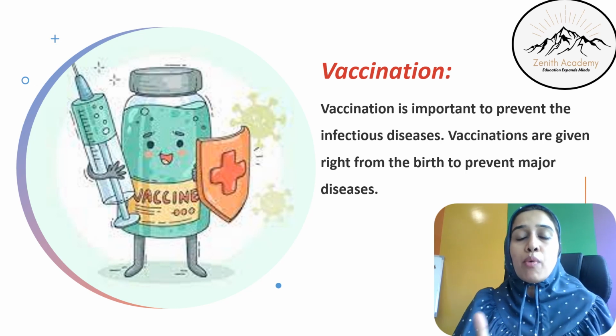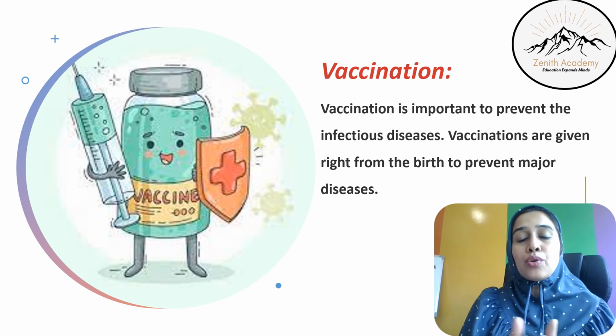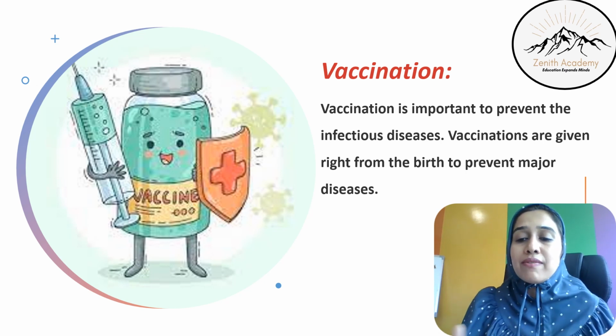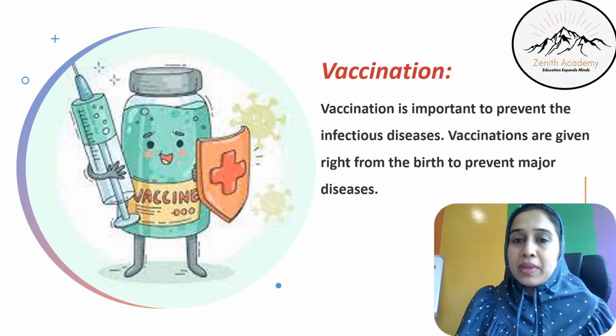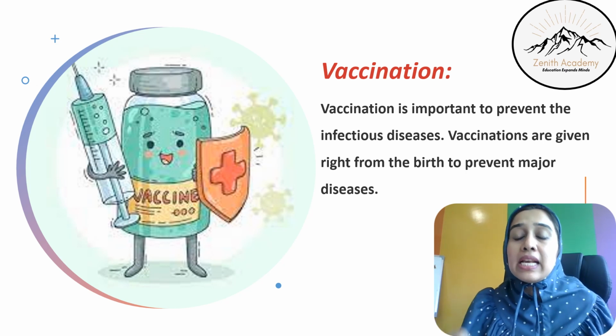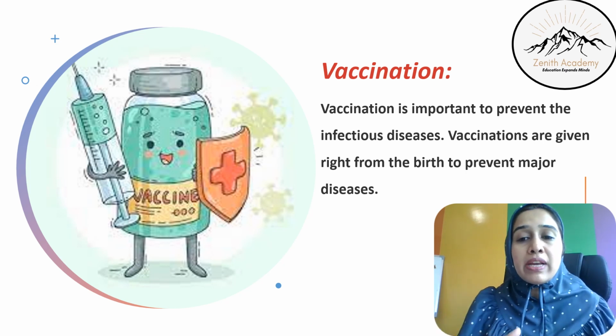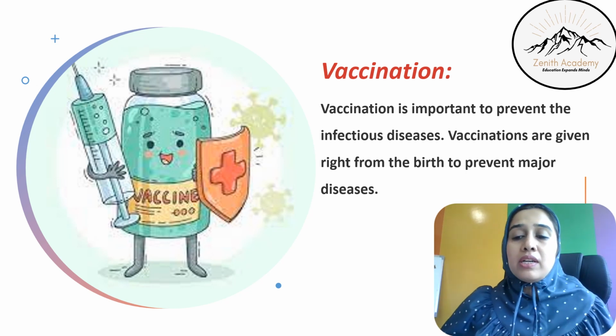Since the time you are born, there are several vaccinations given at intervals, 1 month, 2 months, 6 months, and all these vaccinations cover major diseases or life-threatening diseases, and these are compulsorily given to every kid that is born. In case anything is missed, we should always go back and take that vaccination to prevent major diseases.